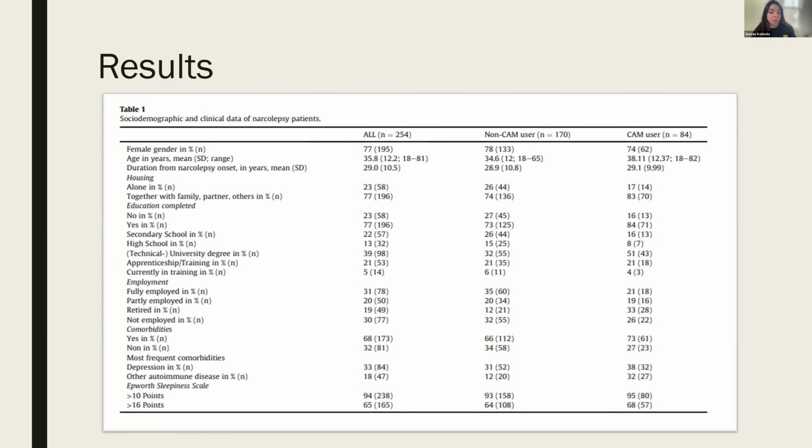All right, so this is just a chart summarizing the sociodemographic and clinical data from these narcolepsy patients. Is there anything in this chart that may stand out to you guys just by looking at it? Or anything interesting in this chart that you can see here?